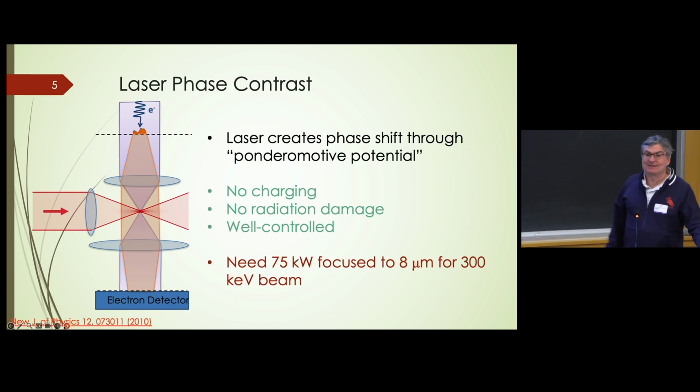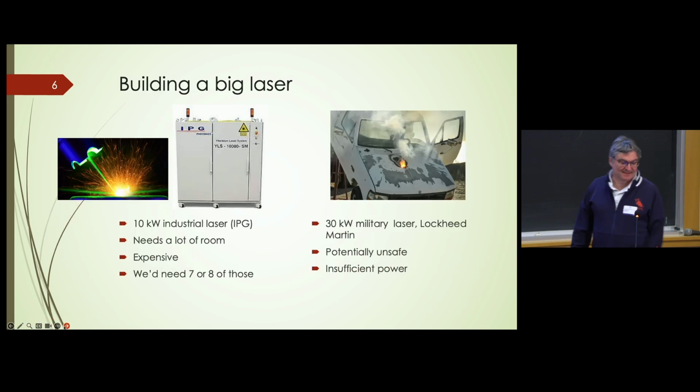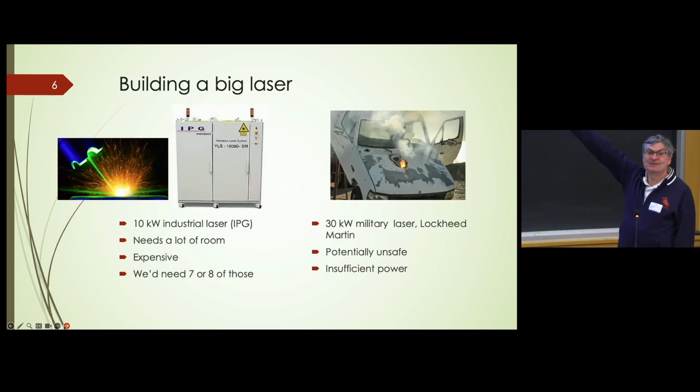The snag is you need to focus 75 kilowatts of laser power to a few microns in order to get the 90-degree phase shift. Just to put this in context a little bit, this is a 10 kilowatt laser used for cutting and welding. It will cut through 1 inch of steel, and it's not powerful enough. You need 7 or 8 of those.